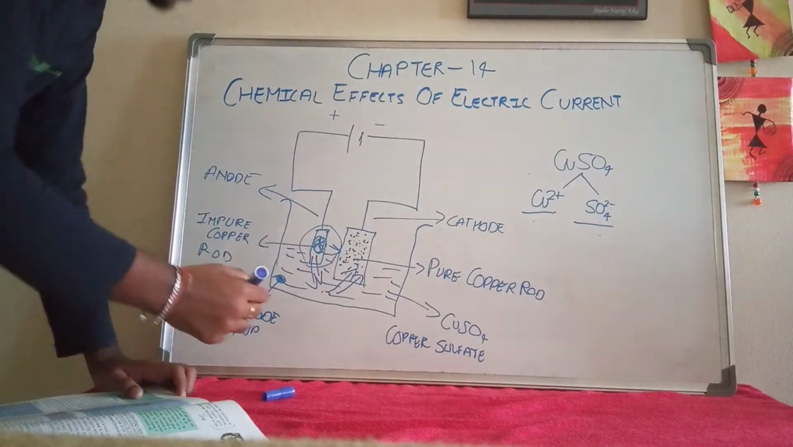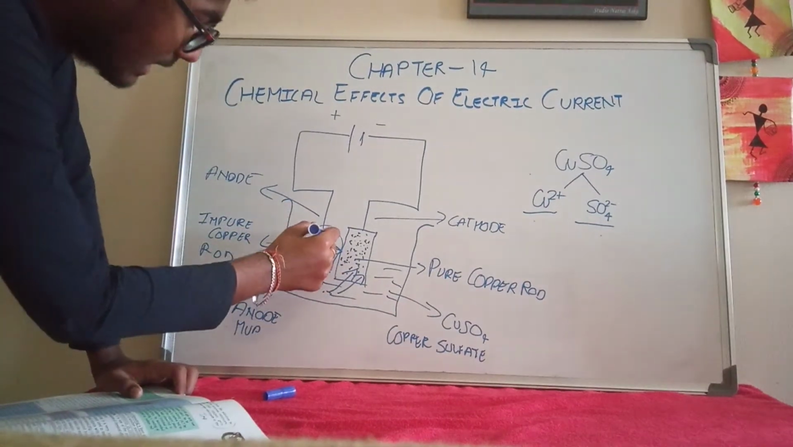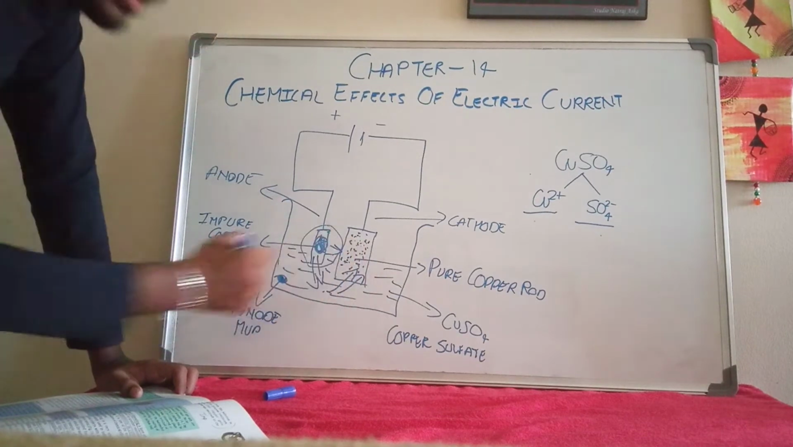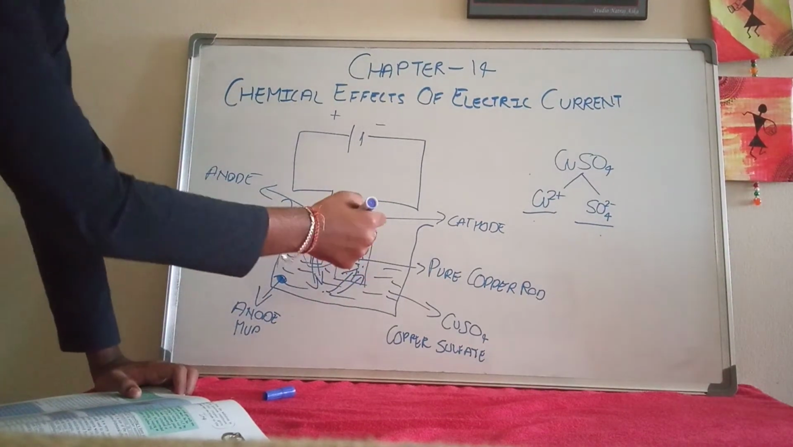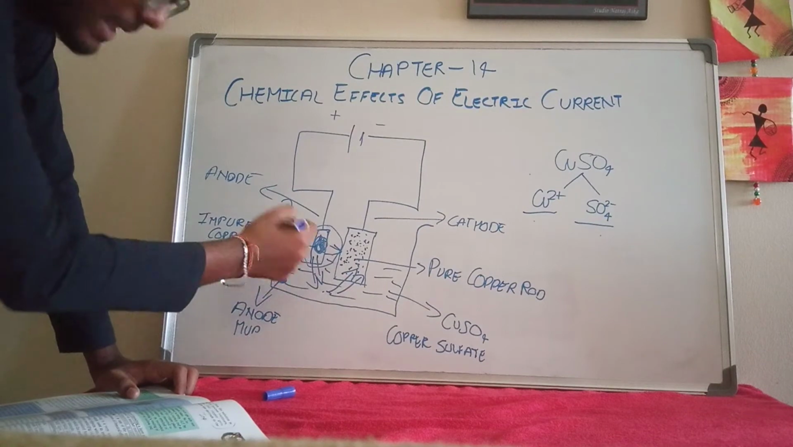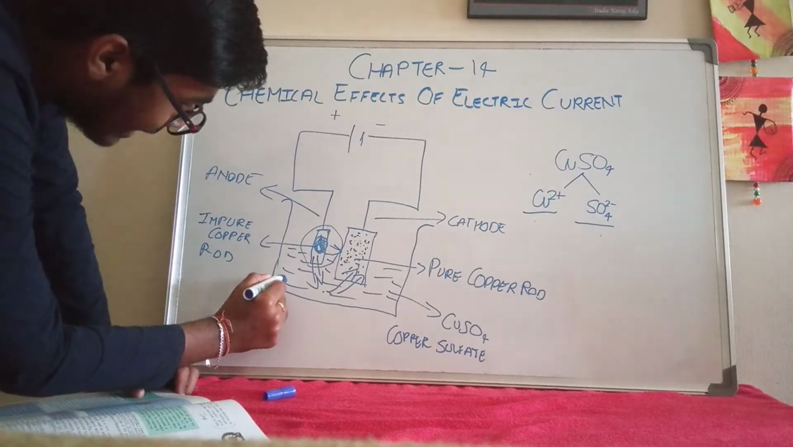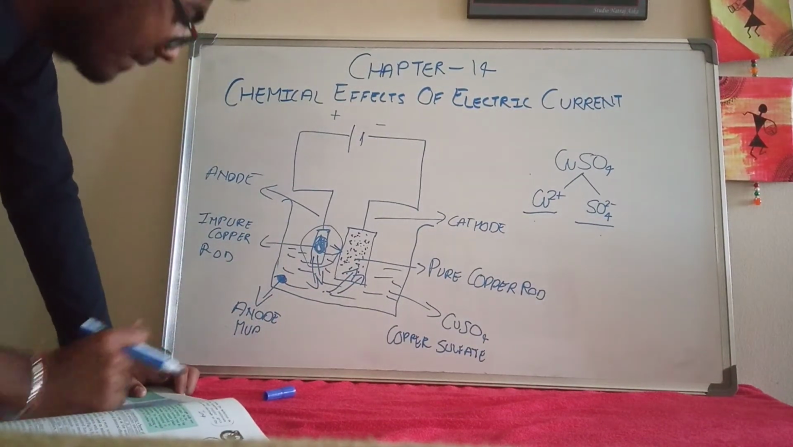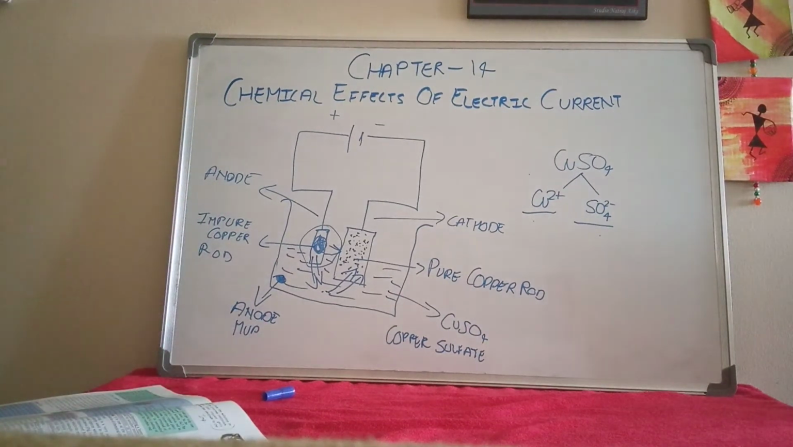So here now we can see that all the copper that was present in the copper rod has gone to the copper plate, and this is pure copper. All the dust and impurities that were there have come and settled down at the bottom of the beaker, and this is called the anode mud.